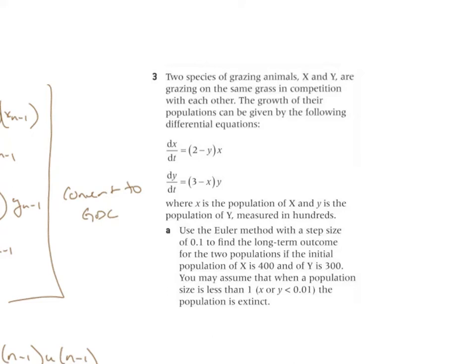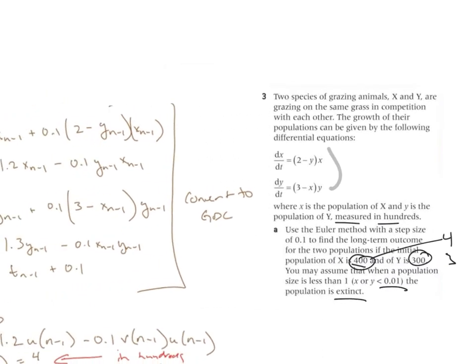Okay, so in this problem here, as you've asked me to look at, here are our differential equations, and we also know that 400, but it's measured in 100, so this is actually 4, and this is actually 3. And if it's less than 0.01, then the population is extinct. So what does that actually mean?